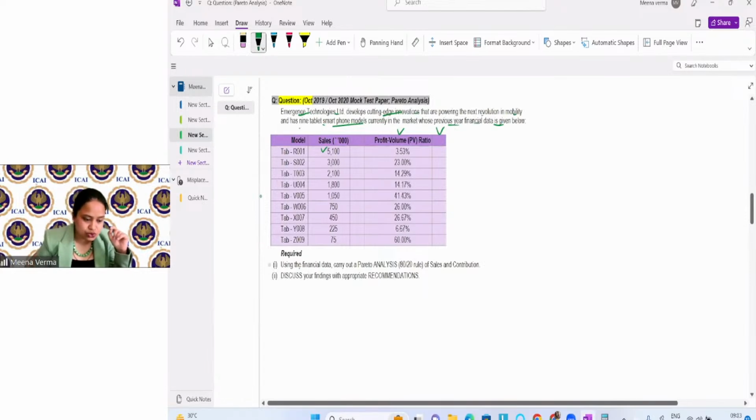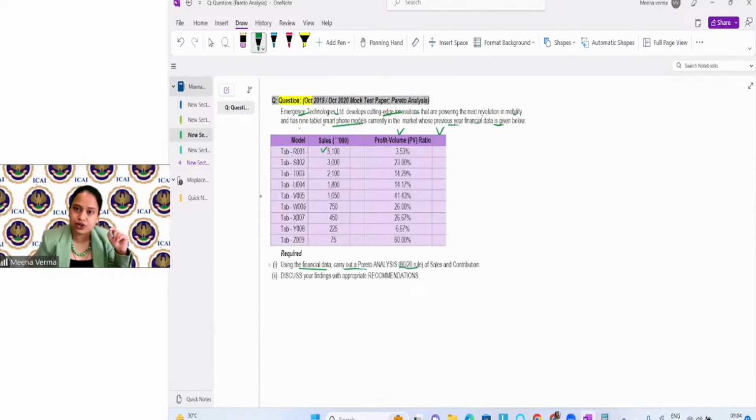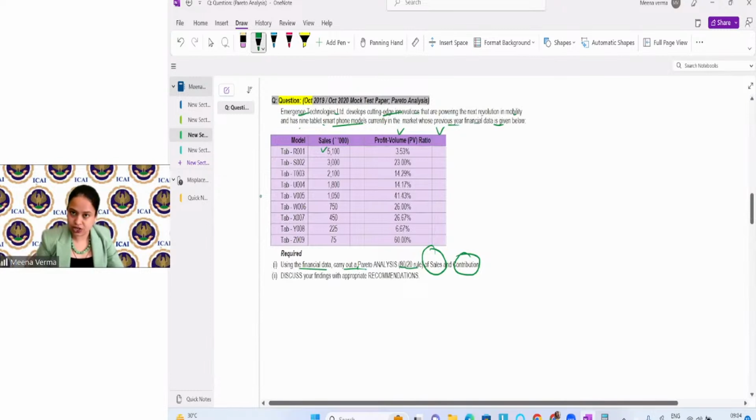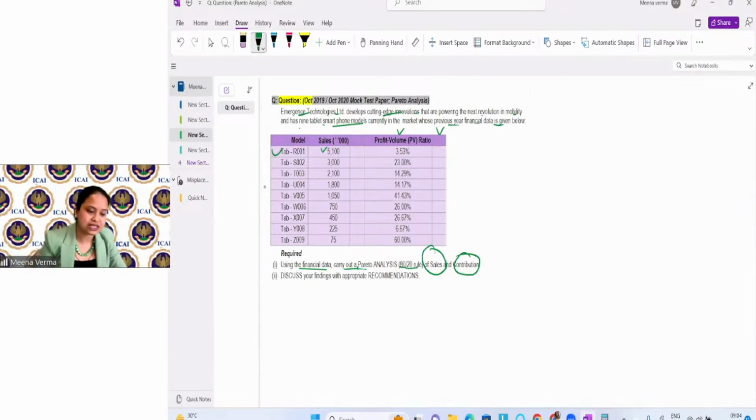What is the question? Using the financial data, carry out the Pareto analysis, the 80-20 rule, for the sale and the contribution, right? You have to apply it considering the sale of the company and considering the contribution of the company. If you see here, sale is given for these 9 different products. You can see these are the 9 different products of the company.